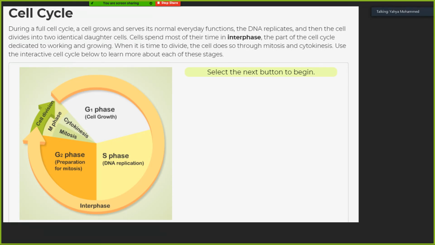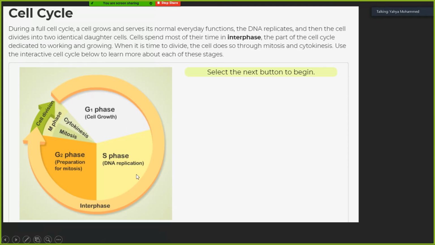So we're going to start going through some of the specifics. You see this in the yellow, in the circle, they divide it into two parts. One is a yellowish orange circle, and one is the green circle. The yellowish orange part is called interphase. You see how that's the longest part of the cell cycle. Cell division, where the cells actually divide, is a very short phase.